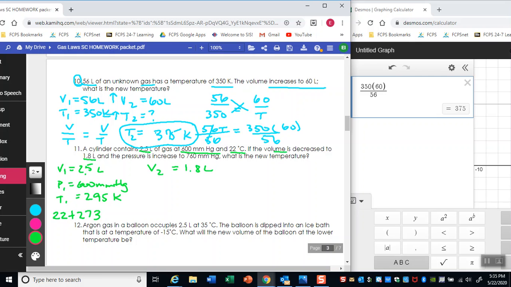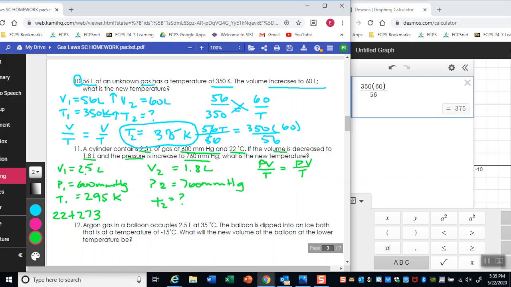Volume 1.8 liters. Pressure is going to increase to 760 millimeters of mercury, and it says, what is the new temperature? So we're using the combined gas law, right? That was where you have everything together, pressure, Boyle's law, and Charles' law at the same time. And then you just substitute in.